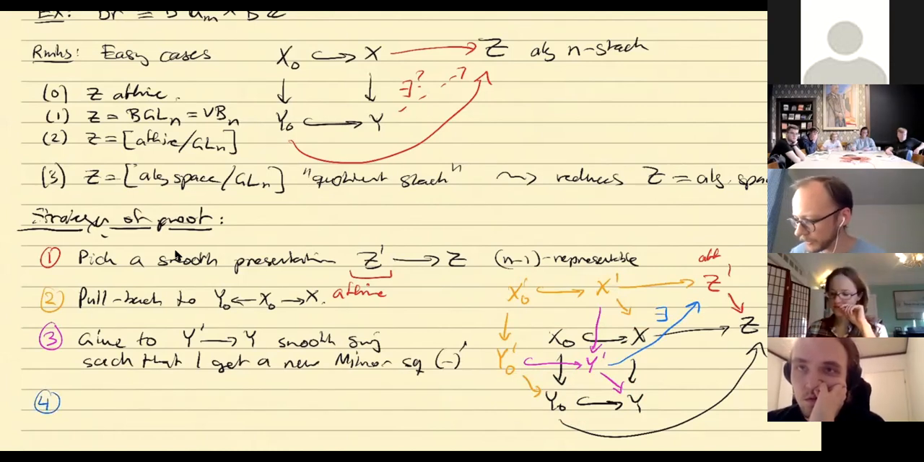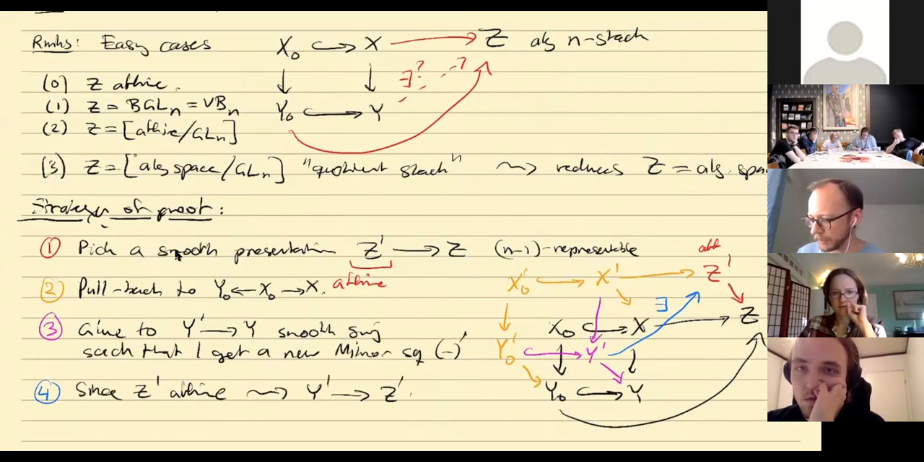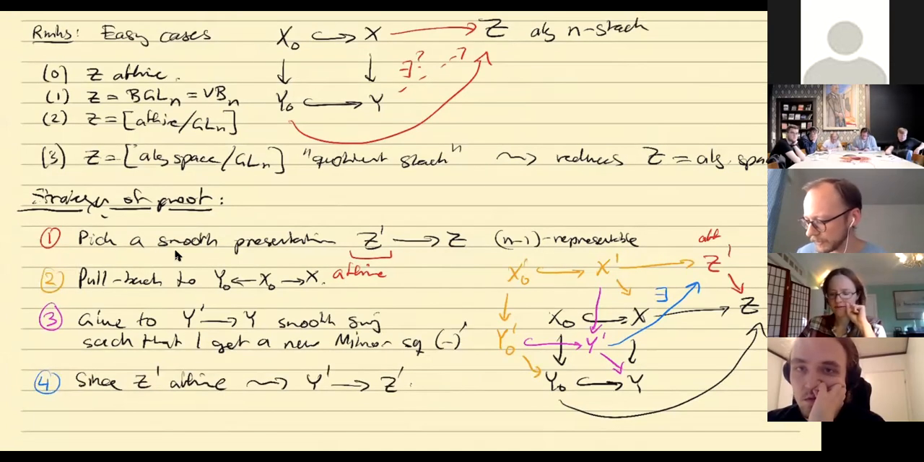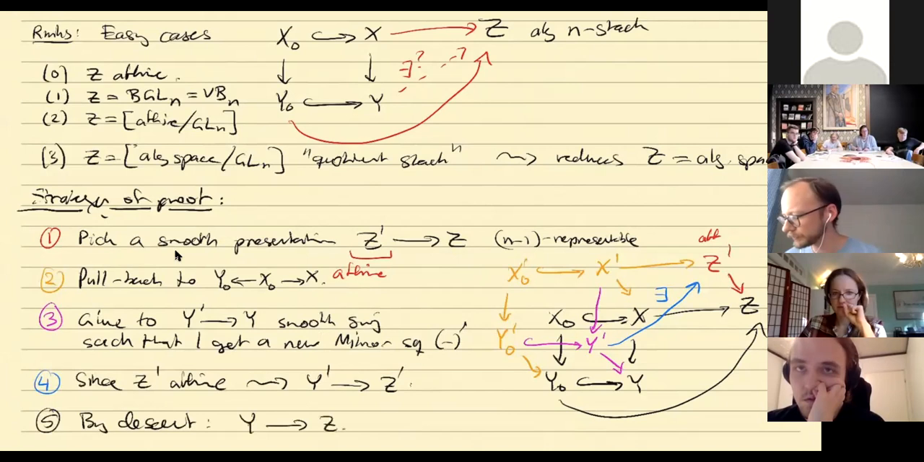So since Z prime is affine, I get the map from Y prime to Z. And then finally, by descent, we get a map from Y to Z. So yes, this is the final step, step 5.